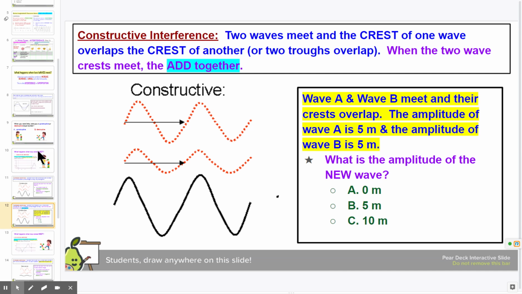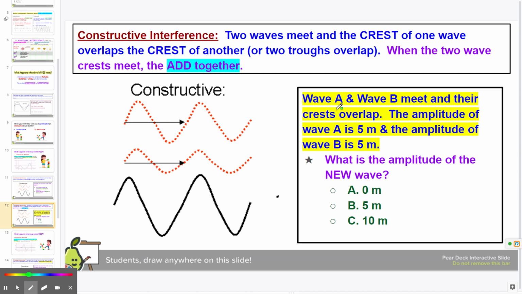Okay, so let's try constructive interference with specific amplitude values. Two waves meet and the crest of one wave overlaps the crest of another. So you have to have two crests overlapping or two troughs overlapping. That's what we need for constructive interference. And when you have constructive interference, you add them together.